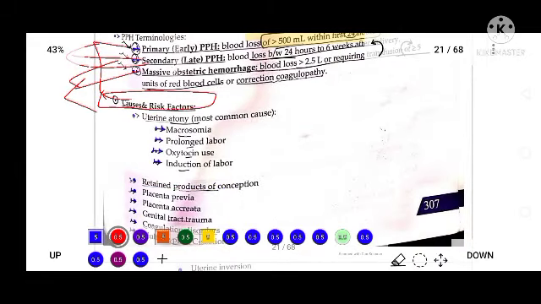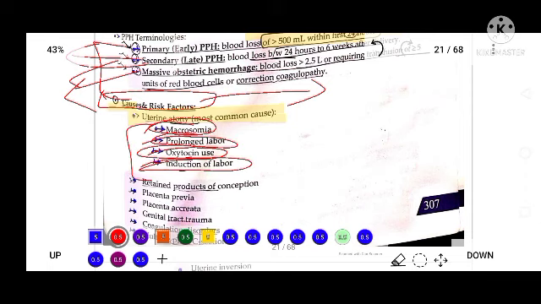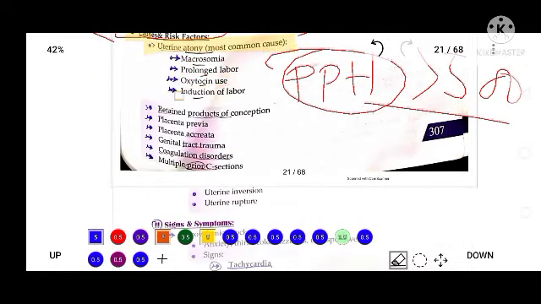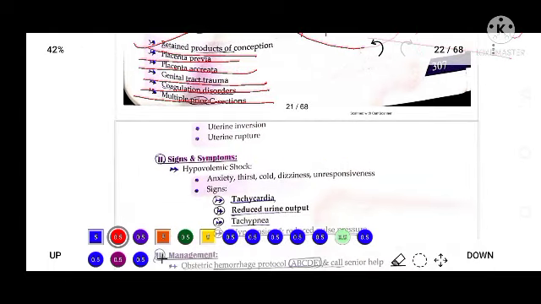The most common and important cause of this condition is uterine atony. The uterus becomes atonic and bleeding can happen. Fetal macrosomia, prolonged labor, oxytocin use, and induction of labor can also trigger postpartum hemorrhage, which is greater than 500 milliliters. Other causes include retained products of conception, placenta previa, placenta accreta, genital tract infection, coagulopathy disorders, and multiple previous C-sections.